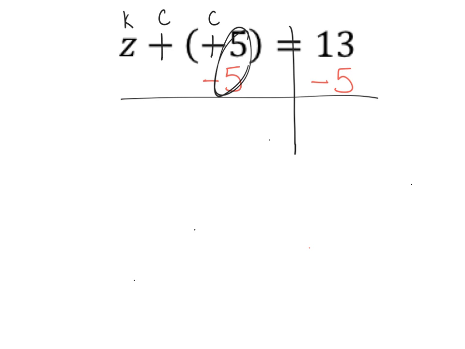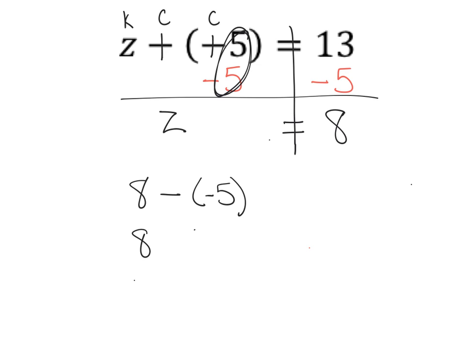This will make 5 minus 5 is 0, so I'm left with z. 13 minus 5 is 8. So then I can test this out. I have 8 minus a negative 5. And if we do 8 plus, now it's a positive 5, it does equal 13. So my answer is correct.